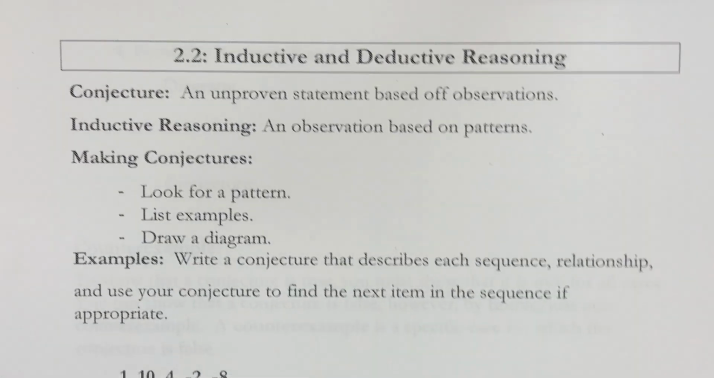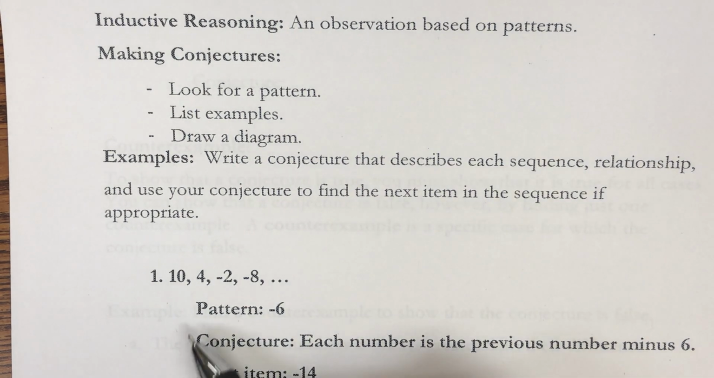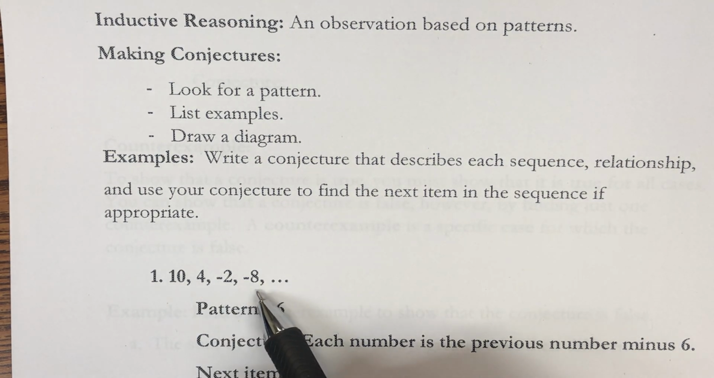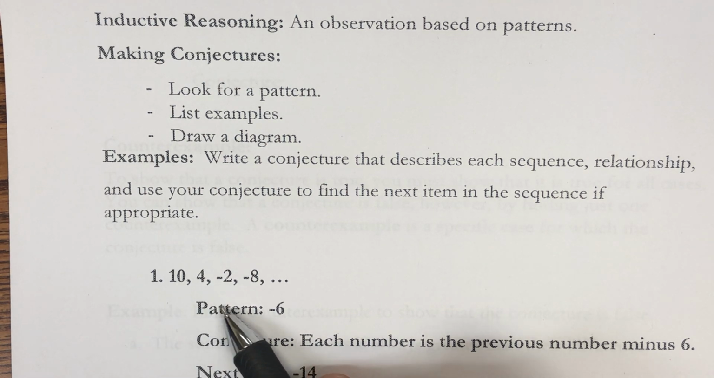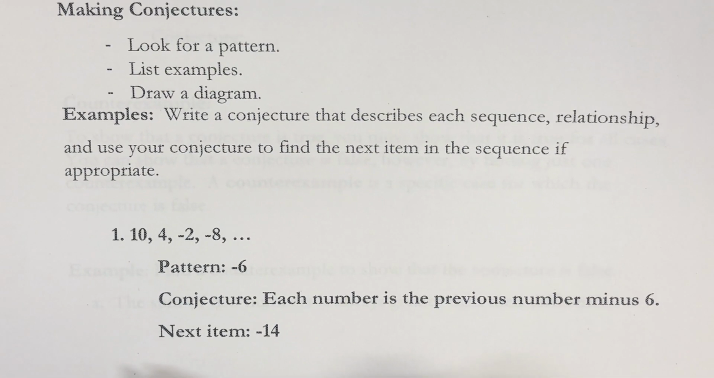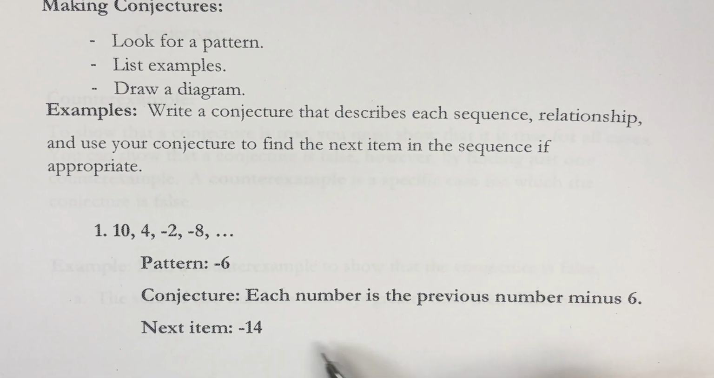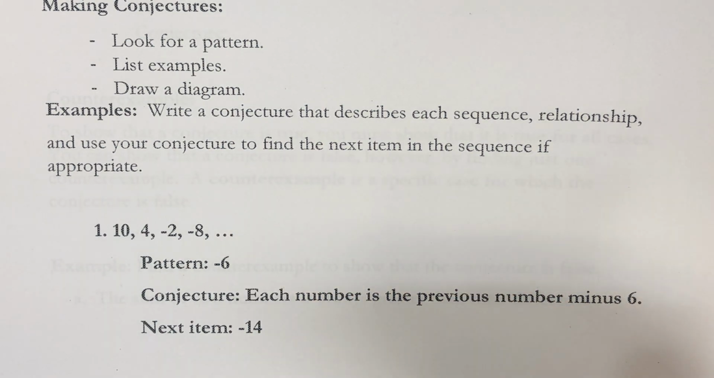So the first one's kind of done for us, and it talks about the pattern of 10 to 4 to -2 to -8. So when I look at this pattern, I can see that it's going down by 6 each time. So the pattern is subtracting 6. The conjecture would be each number is the previous number minus 6. And our next item would be -14.